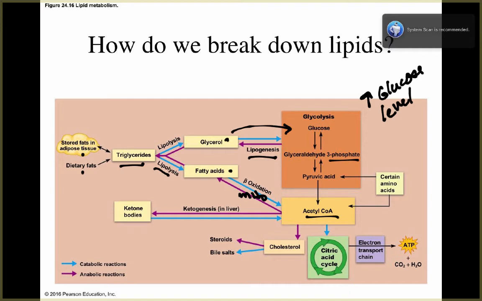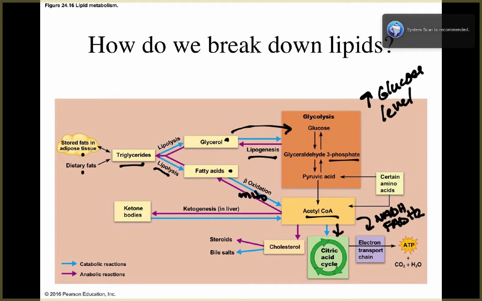And in this process, we're going to make those electron carriers that will feed into cellular electron transport, right? And that's both NADH and FADH2 through this process as well. And then basically what happens from here, it's going to feed into the citric acid cycle.